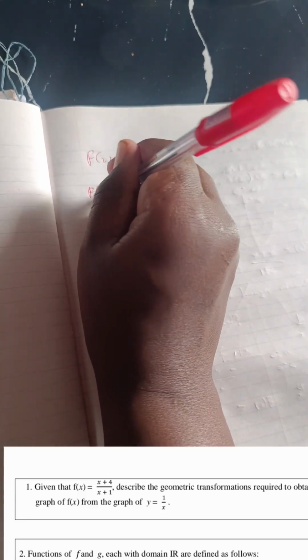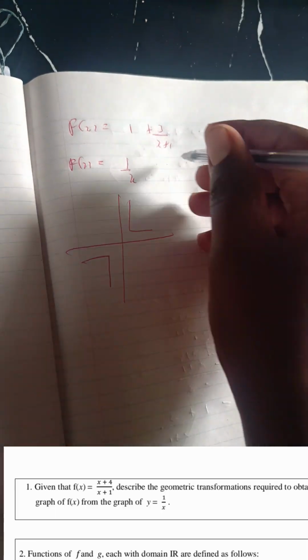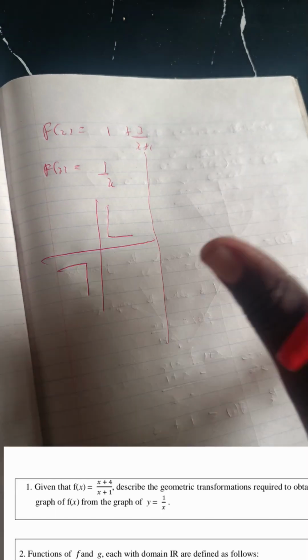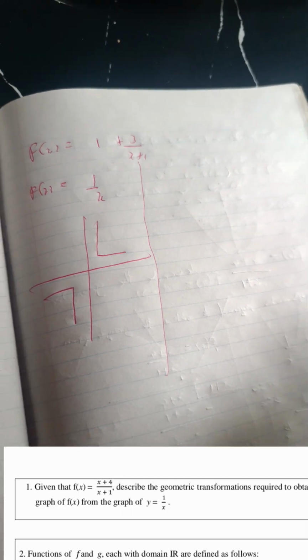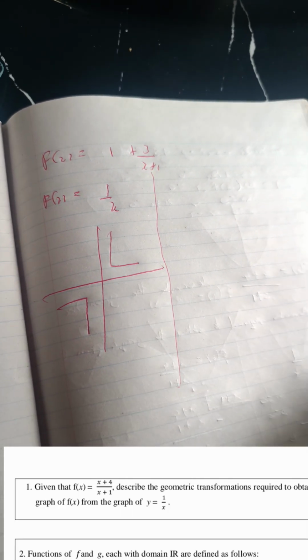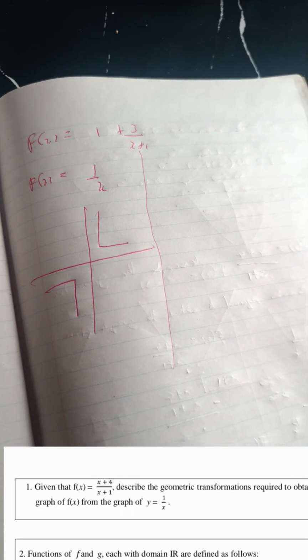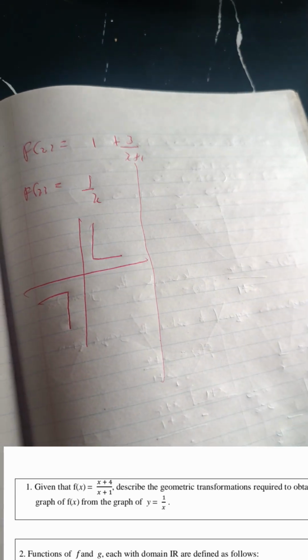So first of all, we have f(x) = 1/x, right? From this point, this is the graph. Whenever you are applying transformations, you start with stretch first. From stretch, you move on to reflections. From reflection, you end up with translation.